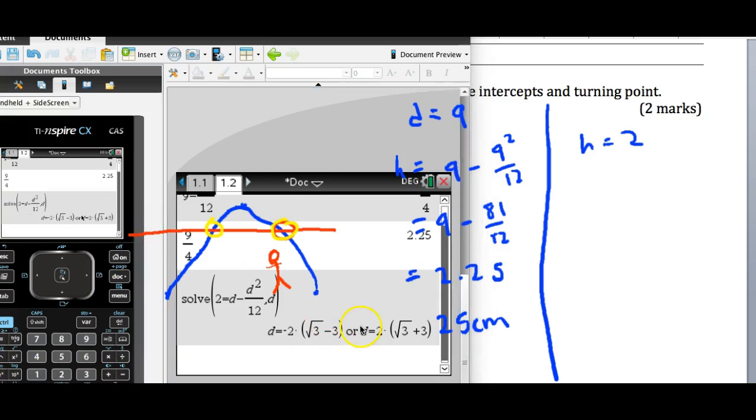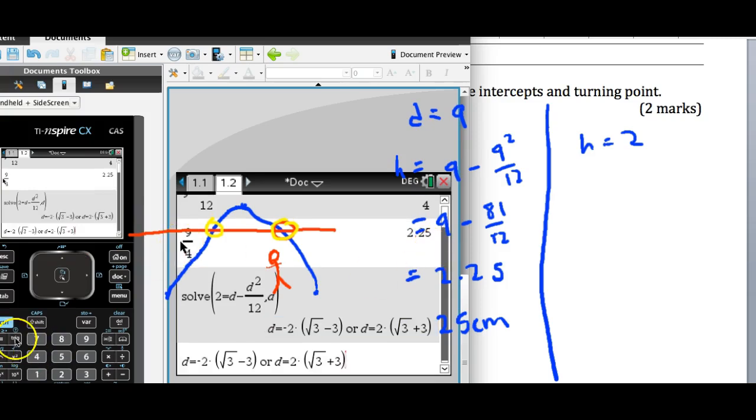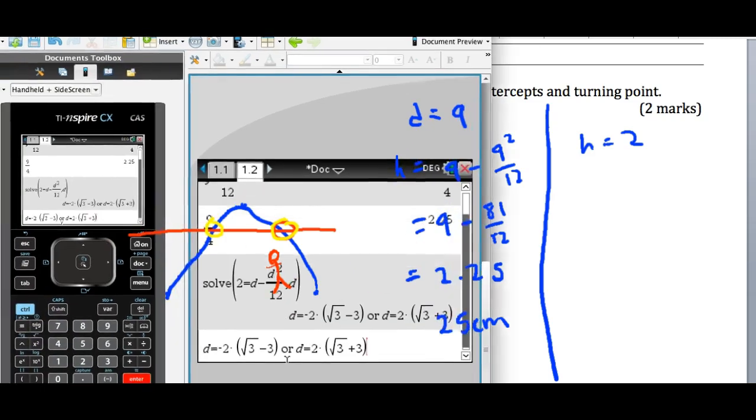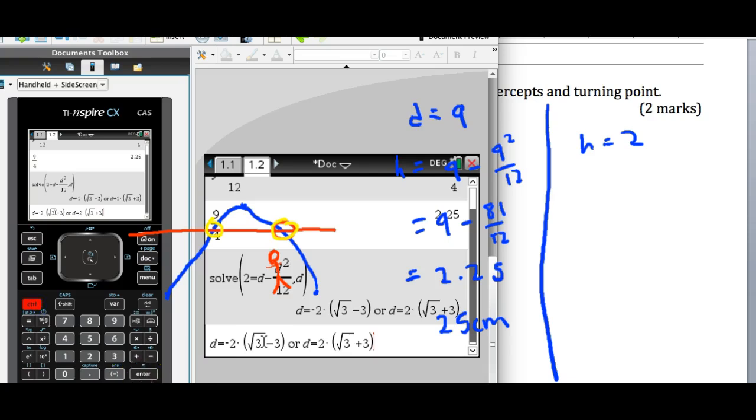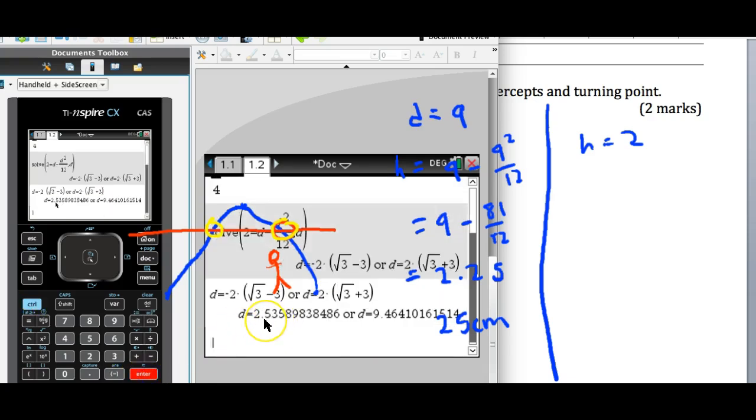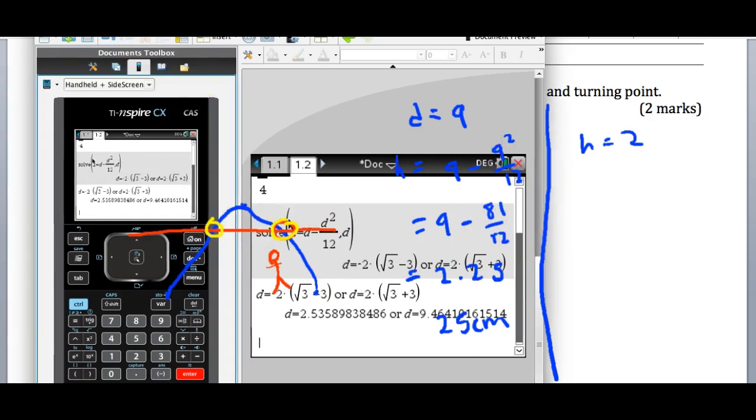Okay, so there's your exact answer. So to get that as an approximate, you can just press, and I'll just have to move this because you probably can't see it. Control Enter. Okay, so you can see it is at 2.54 and 9.46. Okay, so I might write that before I forget it.